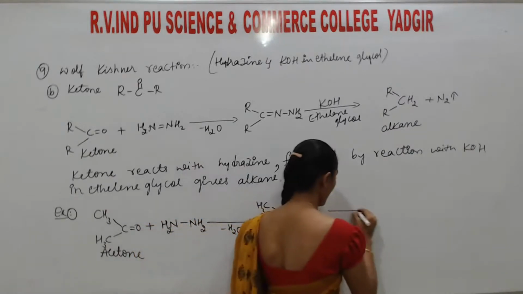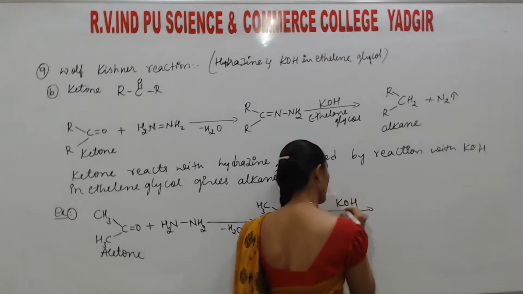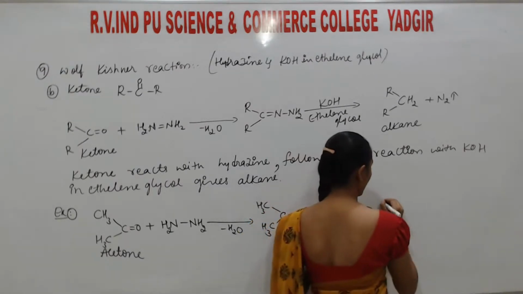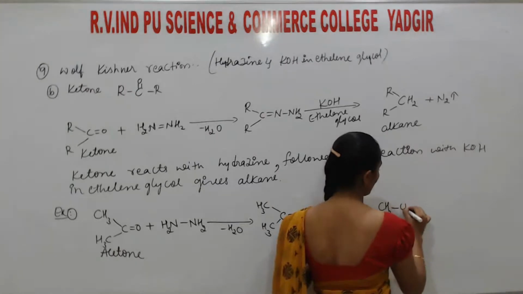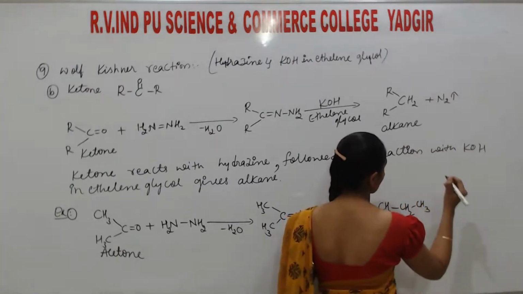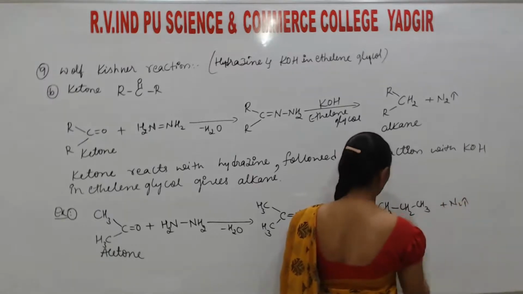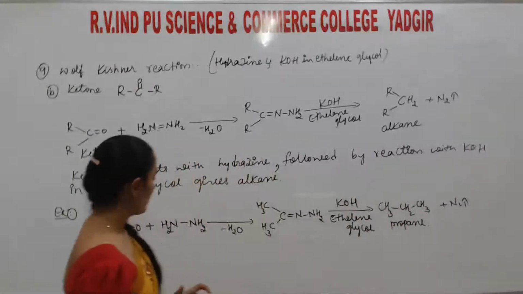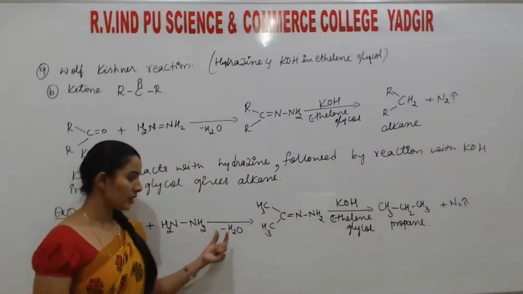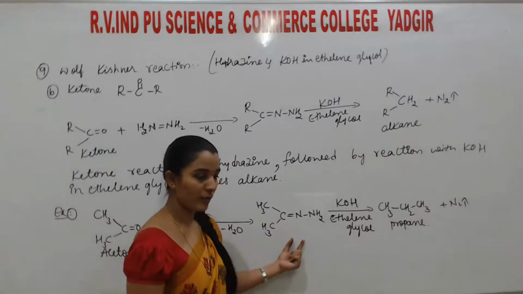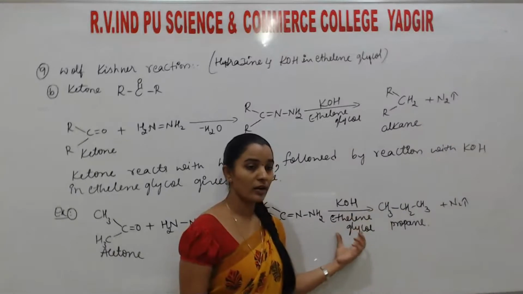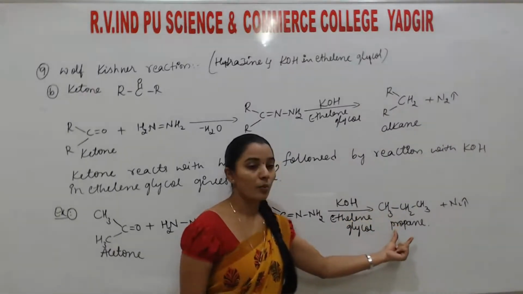Okay, then followed by reaction with KOH in presence of ethylene glycol gives alkane. Just write CH3, CH2, CH3 plus N2. This is propane. So students, when acetone reacts with hydrazine by the removal of water molecule, they form an amine, followed by the reaction with KOH in presence of ethylene glycol, and they form propane.